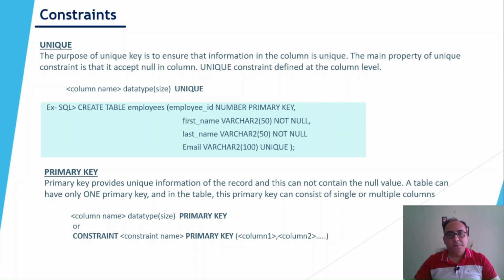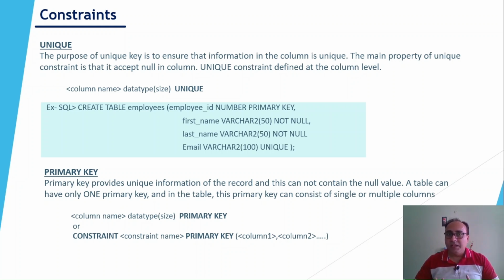Then we have primary key. Primary key also stores unique information, but the important thing here is that primary key cannot store null values. And that's the basic difference between unique key and primary key. And there can be only one primary key for a table, whereas there can be multiple unique keys for a table.